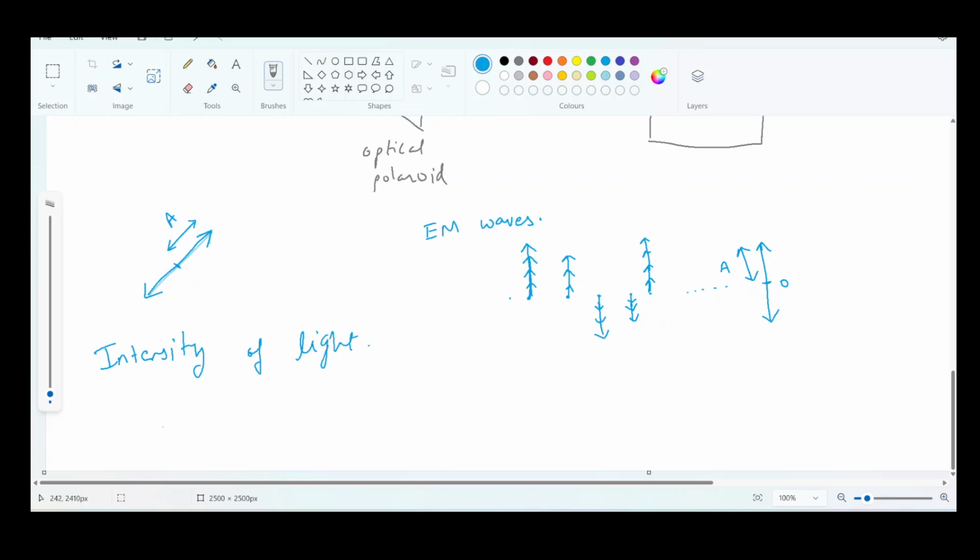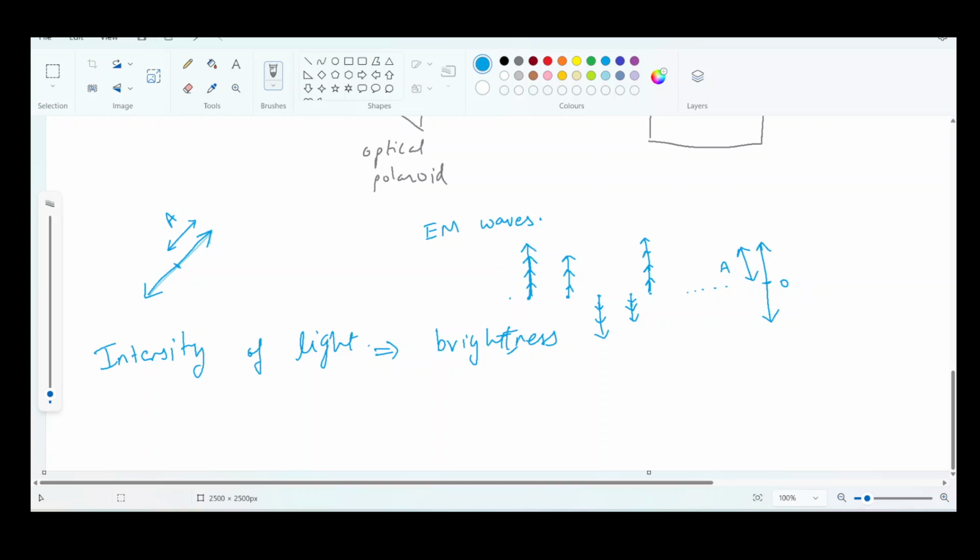Speaking qualitatively, intensity refers roughly to brightness. So if you are near a bulb or light, the light appears bright. The intensity is more. If you are away from the light, the intensity is less. The intensity decreases as you go away from the source of light.